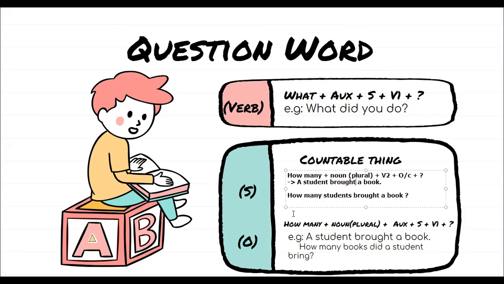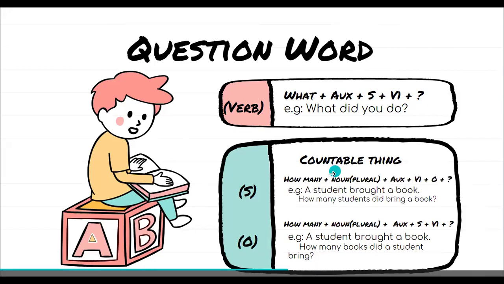And let's see the next. How many followed by non-plural. Nah, because we are asking about object, of course we don't have to put any object here, and we can put the subject because we are asking about the object, not the subject. So how many followed by noun plural, it must be plural, followed by did, subject, and verb one. A student brought a book, so it's gonna be how many books did a student bring?